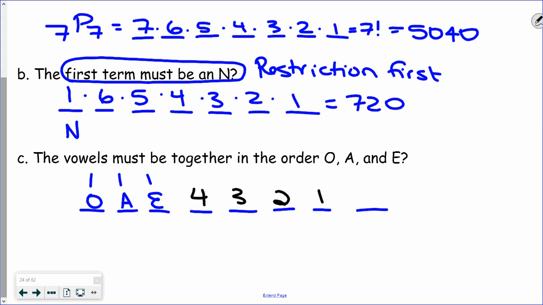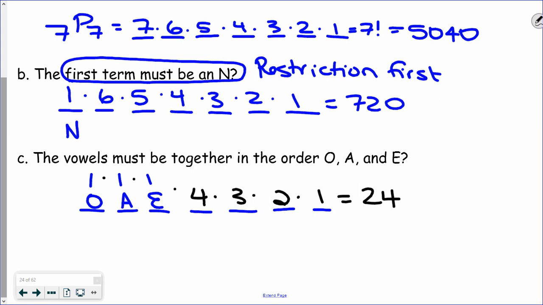I drew too many blanks, so I'm going to get rid of it. There should only be 7. And so if I multiply 1 times 1 times 1 times 4 times 3 times 2 times 1, I get 24 different ways.